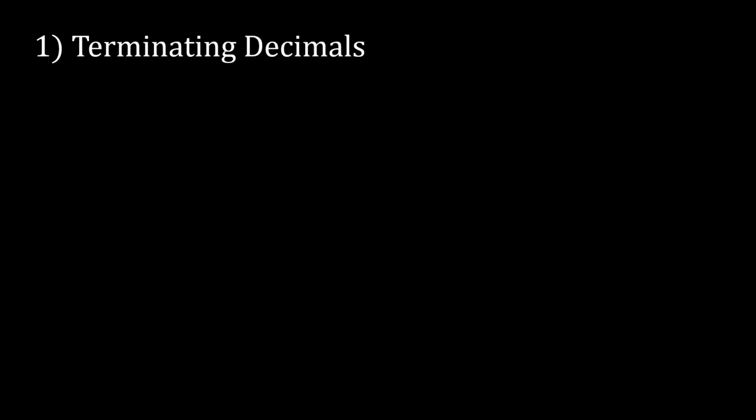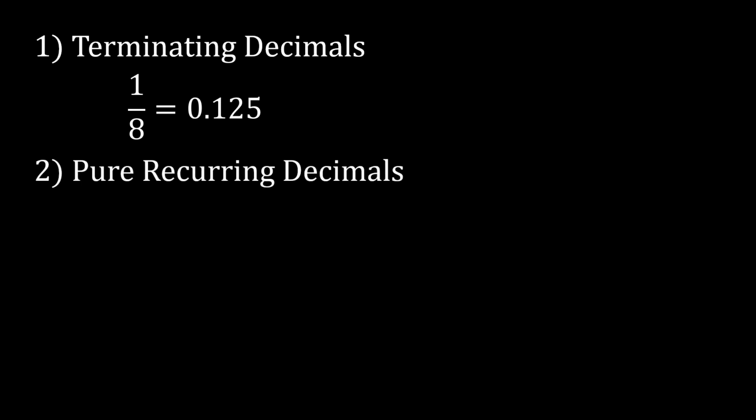First, we have the terminating decimals. These are the most straightforward and are fairly easy to convert to fractional form. Next, we have the pure recurring decimals. These decimal expansions have a pattern that starts right after the decimal place. The pattern continues for a certain length and then repeats itself indefinitely. That repeating pattern is called the period. The bar on top specifies all the digits of the repeating period.